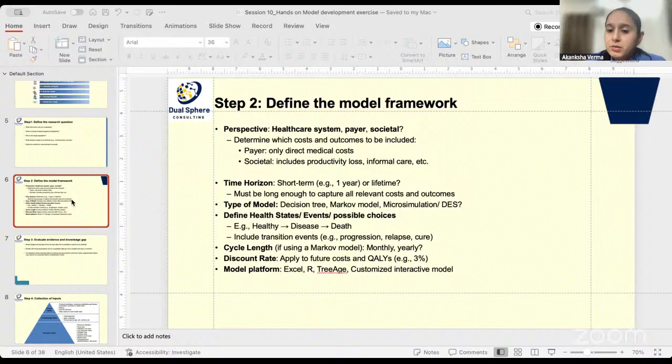Also, when you're constructing a model, you need to have data, right? So the first point is, you define the model framework. You know your disease in and out, you know your intervention in and out. Then you start thinking about what perspective you are actually looking at, because all the cost will be from that perspective. You have to think from that perspective, what all cost can be included, right?